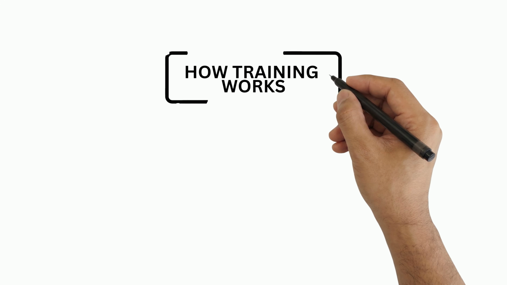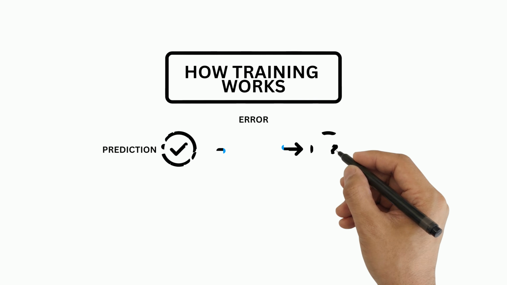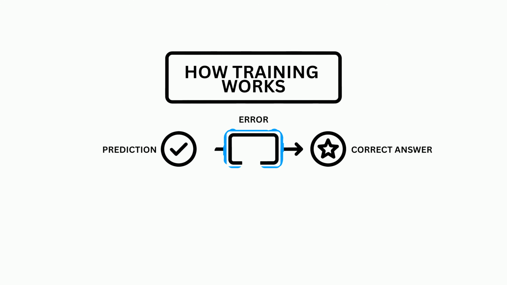So where do the right weights and biases come from? During training, the network makes a prediction, compares it to the correct answer, and measures how wrong it was. That error then flows backward through the network, nudging every weight and bias slightly in the direction that would have reduced the mistake. Repeat this over millions of examples, and the weights gradually settle into values that produce accurate predictions. This is the learning in machine learning, happening one small adjustment at a time.